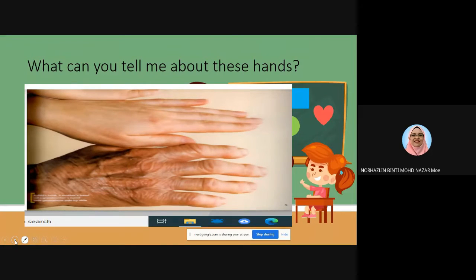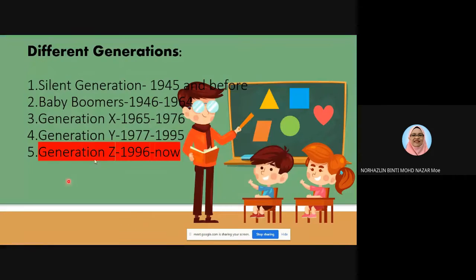One is old, one is much younger. Okay, to summarize, they are in different generations. So here are the different generations. Look at the silent generation. Look at the year.